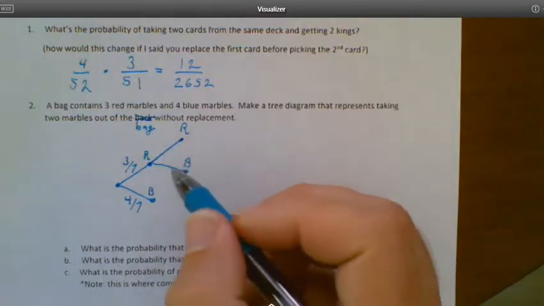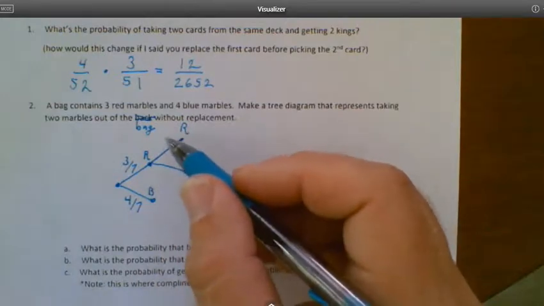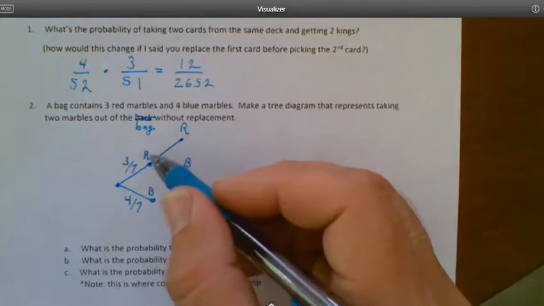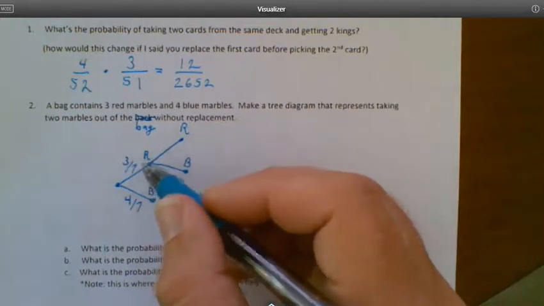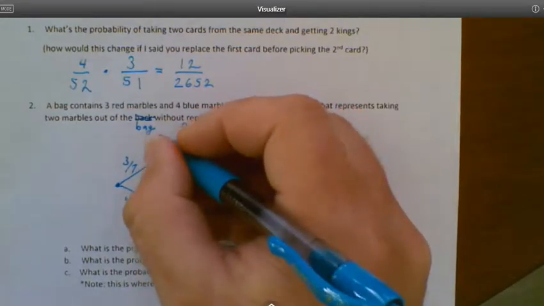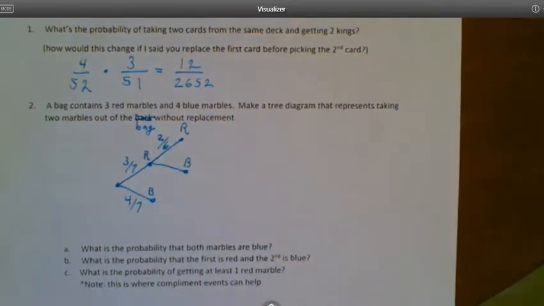Okay, and so consider now there's one less red marble in the bag. So my probability of getting another red one has to drop, right? It was 3 out of 7, but now there's only 2 red ones left in the bag, and there's only 6 marbles left in the bag, right? Because 2 of them are red and the other 4 are blue.